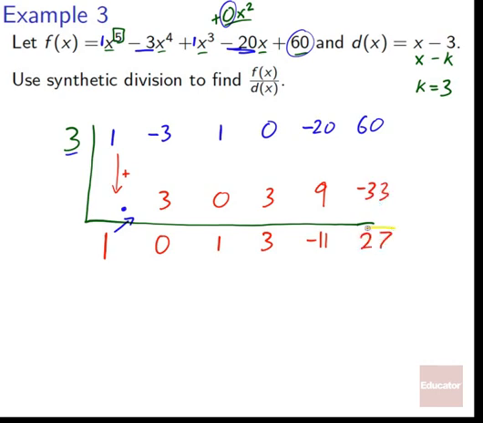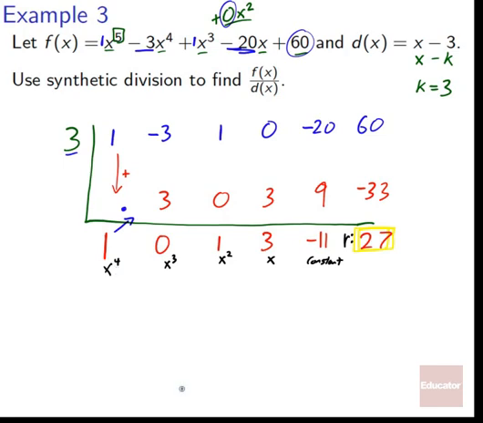Now remember, the very last spot is always the remainder. So this right here is our remainder of 27. From there on out, negative 11 is our constant. We work from the right to the left. Then our x coefficient, our x squared coefficient, our x cubed coefficient, and our x to the fourth coefficient.